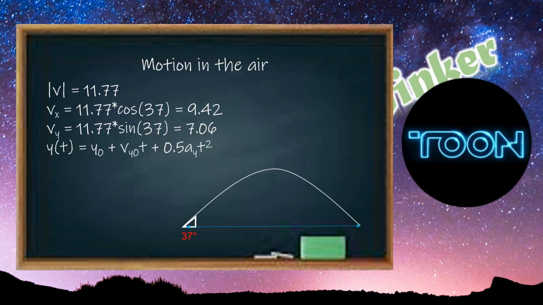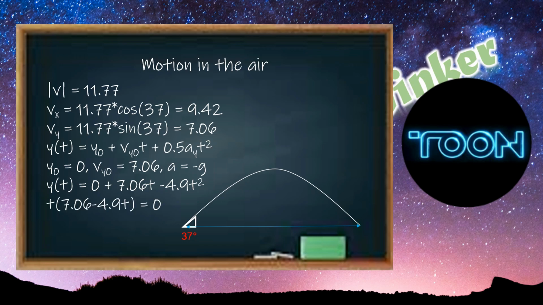R of t equals r0 plus v0 times t plus 0.5 a times t squared. R of 0 equals 0. V of 0 equals 7.06 meters per second. And the acceleration is the acceleration due to gravity, 9.8 meters per second squared. We put everything into the equation and we get t of 1 equals 0. That makes sense. We get the moment the ball leaves the ramp. This is the uninteresting result. We will divide by t, rearrange again, and we get t of 2 equals 1.44 seconds.